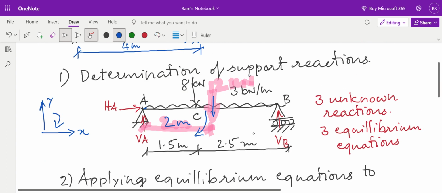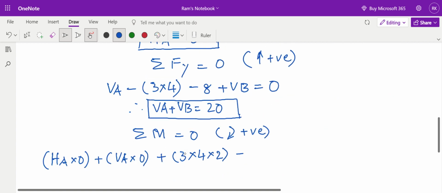Now next, this 8 kilonewton is the load which is acting at a distance 1.5 meter. This distance of 8 kilonewton from A is given as 1.5 meters. So 8 into 1.5, that is also acting in a clockwise direction. This 8 into 1.5 will create a clockwise moment at point A. So I am writing plus 8 into 1.5 meters.